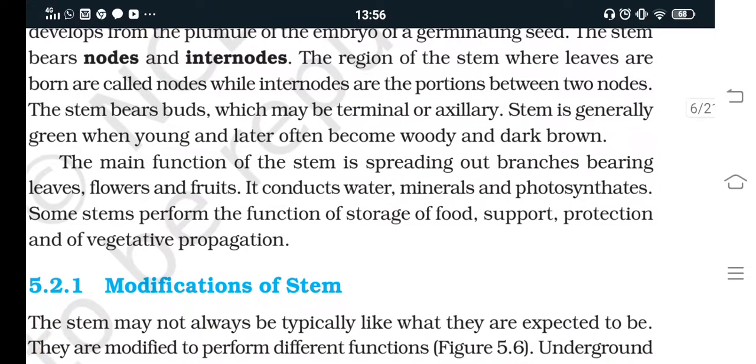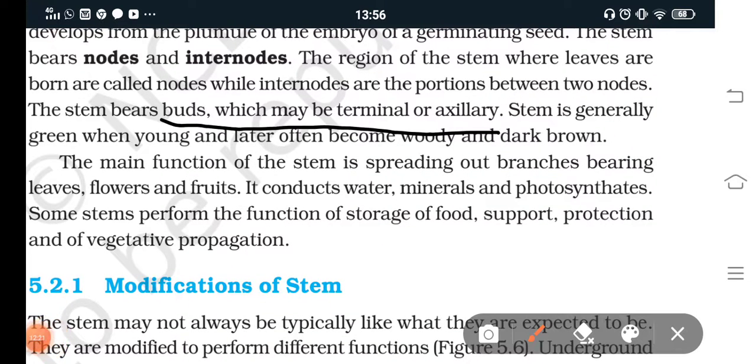Then the buds can be terminal or axillary. So what is an axillary bud? An axillary bud is that bud which is present in the axil. The stem is generally green when it is young, and it becomes woody and dark brown after some period of time.